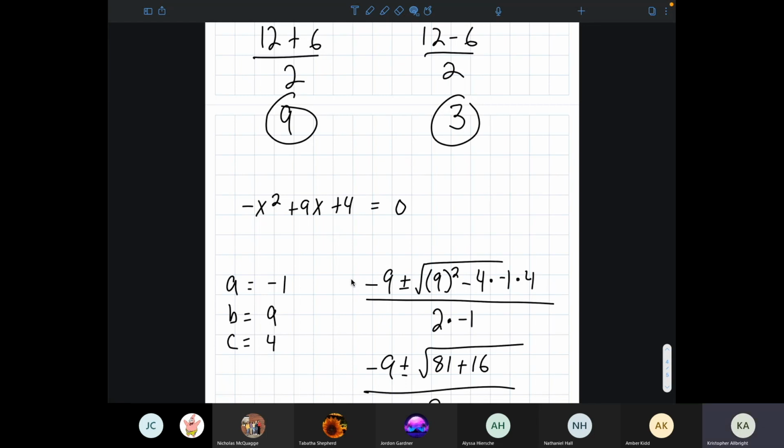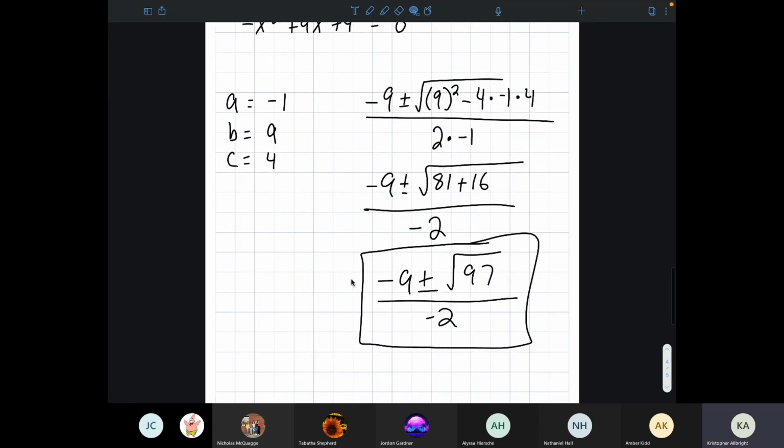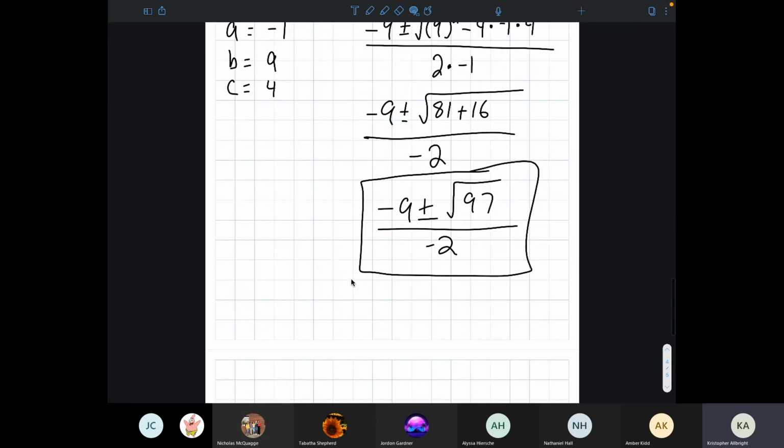So now that we have that, we write down our A, B, and our C, and we plug in. And then we get these two answers. And these are two answers, even though it's only written as one. It's just written to save you writing time.